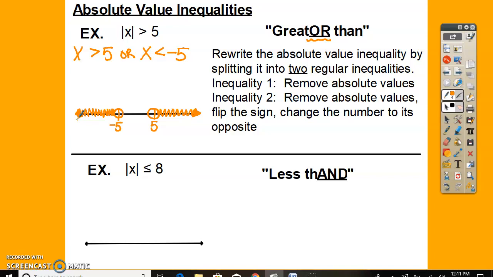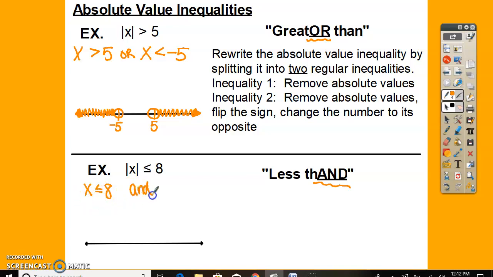Now, in the second example, I have the absolute value of x is less than or equal to 8. So when I split these into 2, instead of saying less than, we switch it to saying less than as a reminder that I need the word and in between these 2. So I have the absolute value of x is less than or equal to 8. So my first inequality stays exactly the same, but I remove these absolute value bars. So I just have x is less than or equal to 8.